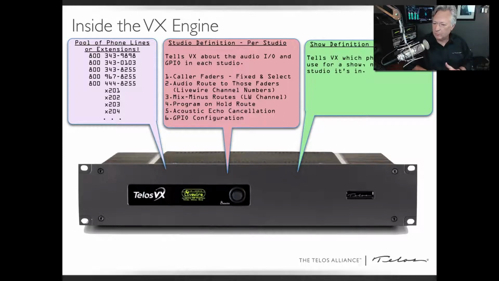The show definition is where we tell the VX which phone lines to use for a given show. Remember that big pool of phone lines over on the left? Well, we pick the phone lines we want to use and assign them to a given show. So that's where we define that.